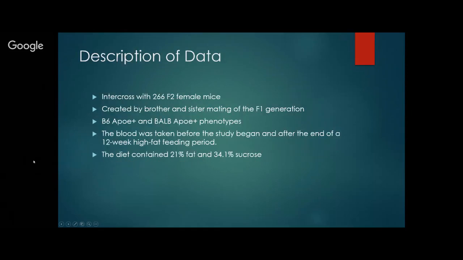Here's a brief description of the data that I will be working with. Again, it was an intercross with 266 F2 female mice created by brother and sister mating of the F1 generation. The B6 and BALP phenotypes were used, and the blood was taken before the study began and after the end of the 12-week high-fat feeding period. The diet that the mice were given contained 21% fat and 34% sucrose, as they were interested in looking at markers related to type 2 diabetes, so they gave them what they called a Western diet, just high in fat and sugar.